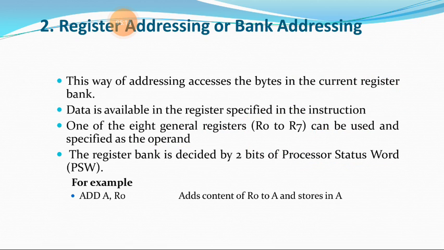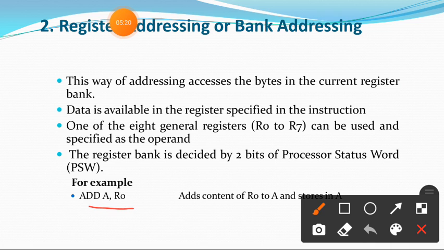Then here is the example: ADD A, R0. Here R0 is the register, and we add the content of register R0 to the accumulator, and the result is stored in A. ADD means add the content of this register. R0 is the register and A is the accumulator.